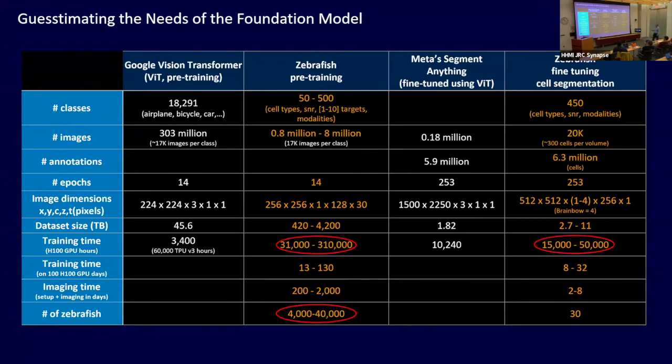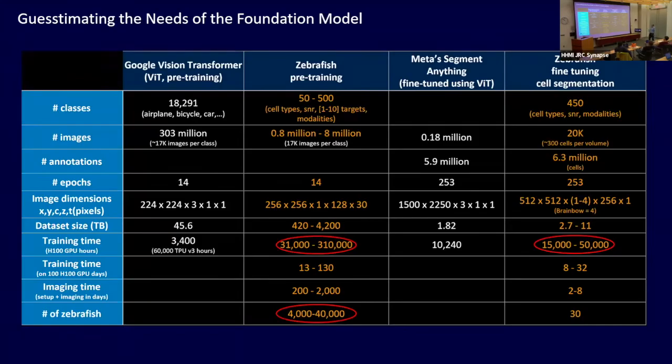Training time, though, starts to look pretty ugly. This was stressing Google several years ago, less of a stress now, but you're talking anywhere from 30,000, depending on how ambitious you want to get in terms of the number of classes, up to 300,000 H100 hours. And the number of fish that you would need to create lots of diversity, to cover lots of cases and lots of different types of organelles. So you're talking a pretty big pipeline in order to get this done at scale.